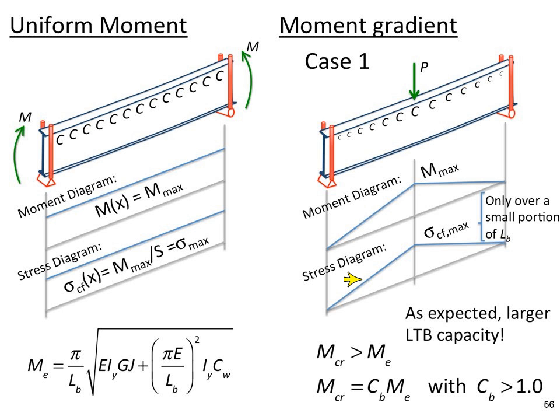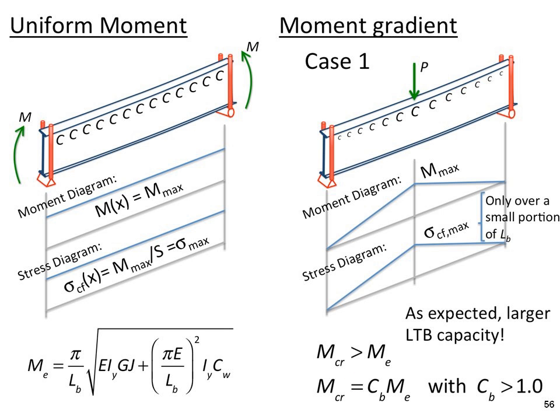Towards the ends, the flanges on the compression side are not in a large amount of compression. So you see I've tried to vary my C's to show you that the compression is getting smaller in the flanges as we move towards the end. So we'd only expect it to have a larger lateral torsional buckling capacity. The rule of thumb then is that we'll just scale the elastic solution by some C sub B coefficient.